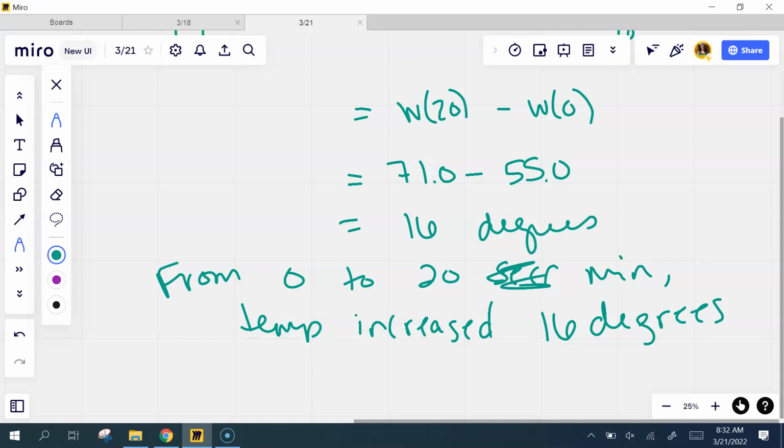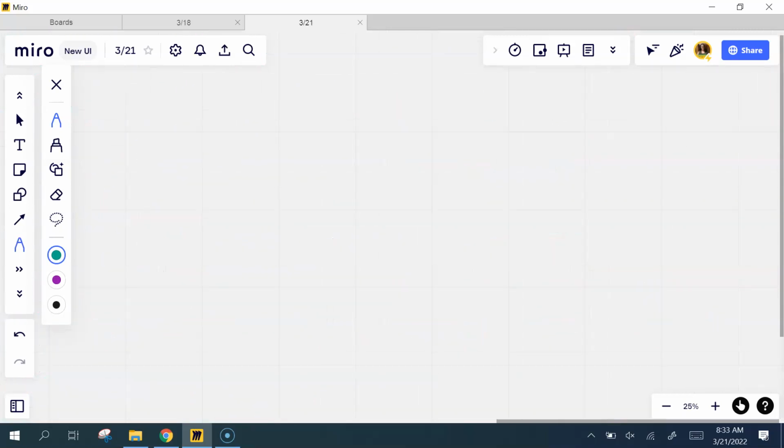Part C. Okay, part C says between 0 and 20, the average temperature of water in the tub is 1 over 20 times. I'm going to have to pick up the pace here.